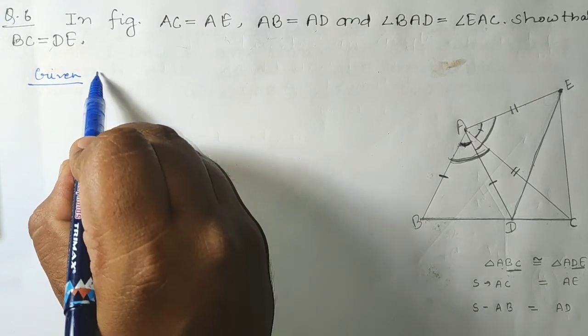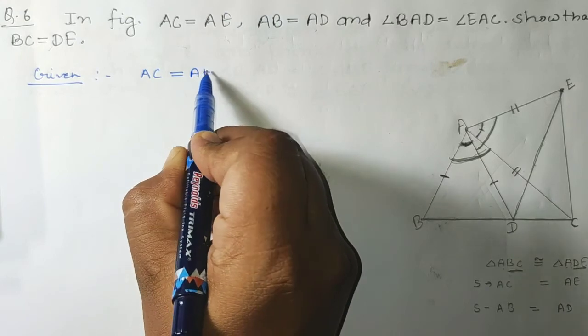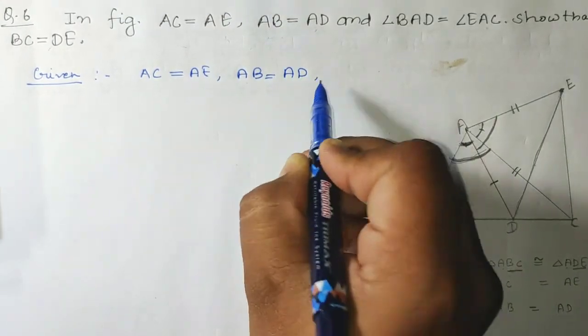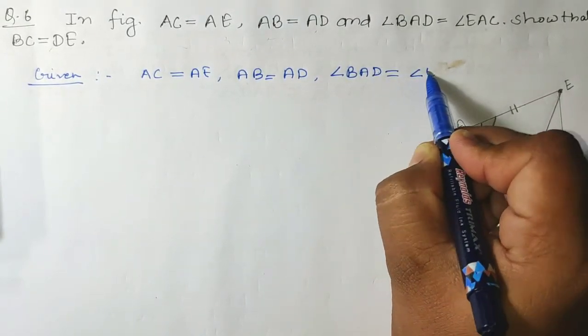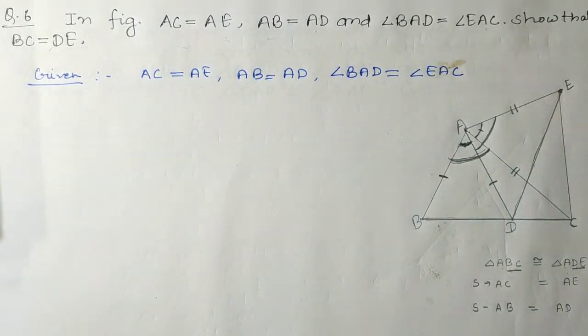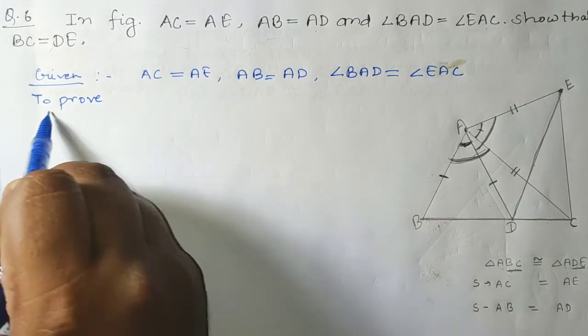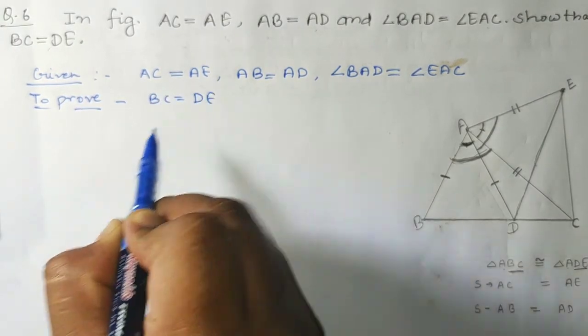In the given part, it is given that AC is equal to AE, AB is equal to AD, and angle BAD is equal to angle EAC. Okay, what is to prove? We have to prove that BC is equal to DE.